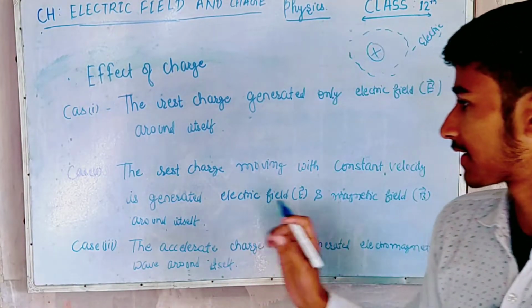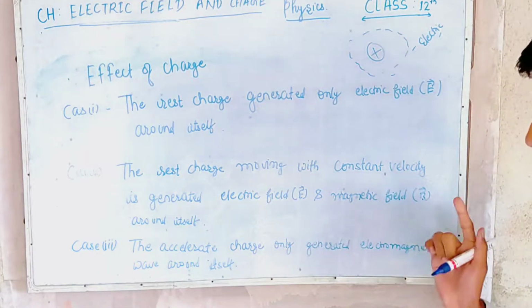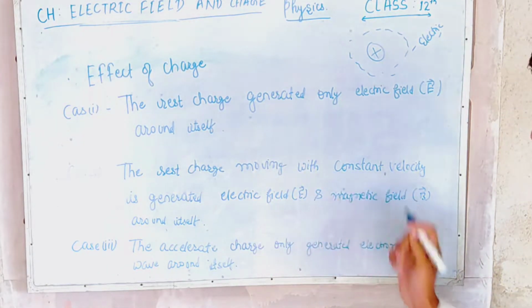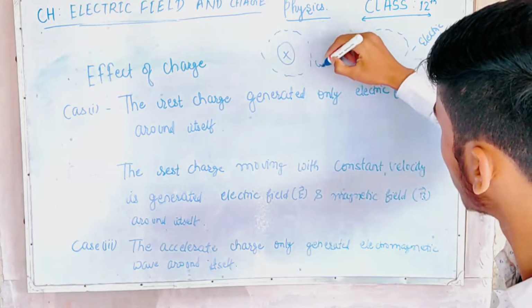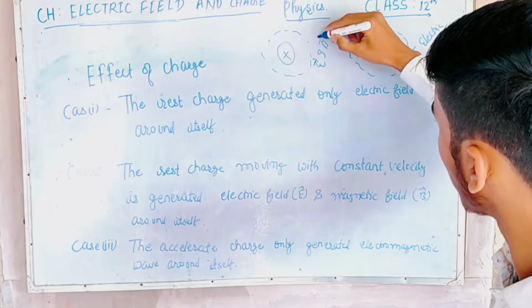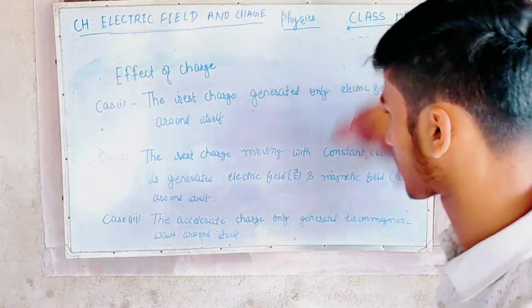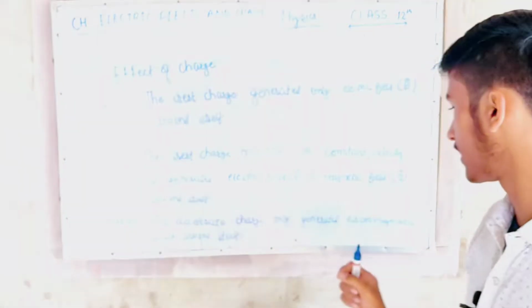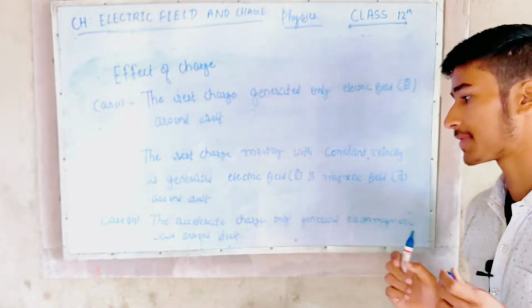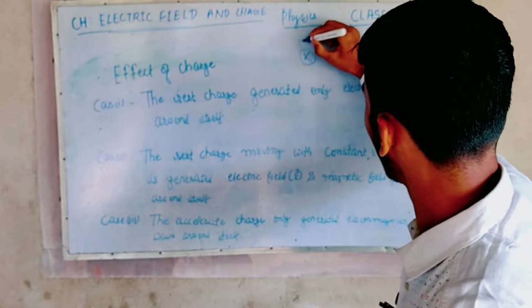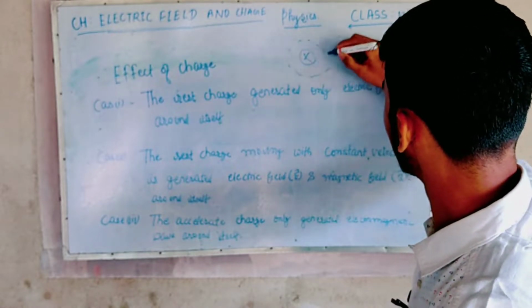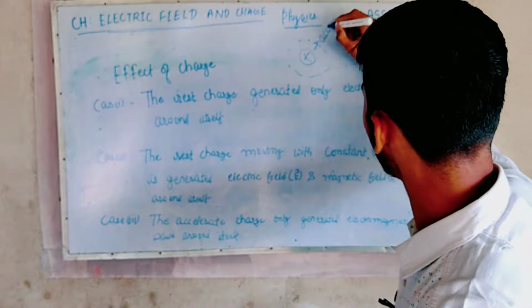And the second case is the charge moving with constant velocity, which generates an electric field and a magnetic field around itself. As you can see, the electric field and magnetic field are both produced. The third case is the accelerated charge, which generates electromagnetic waves around itself. As you can see, here is a charge and it produces these around itself, and this is an accelerated charge.